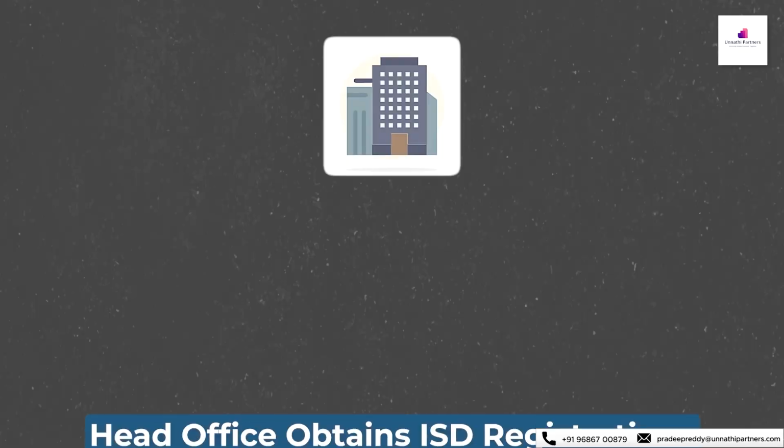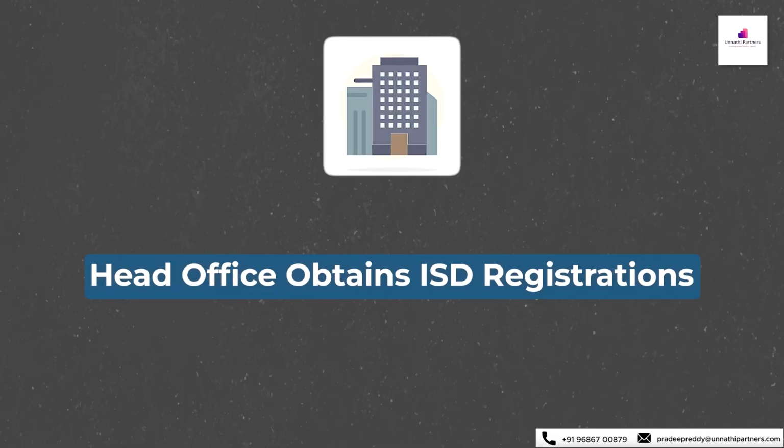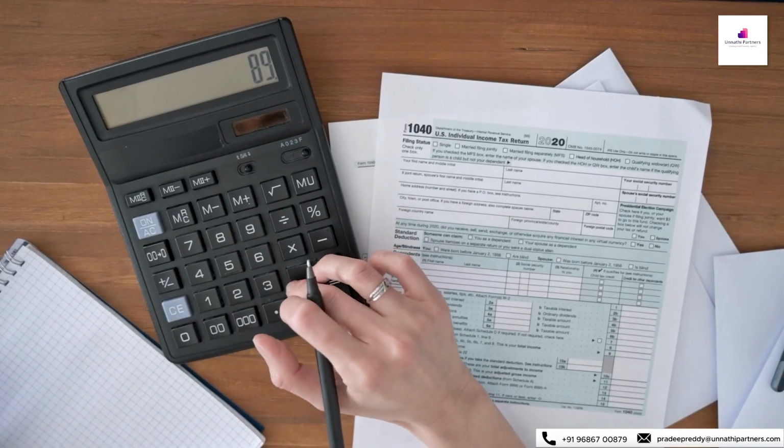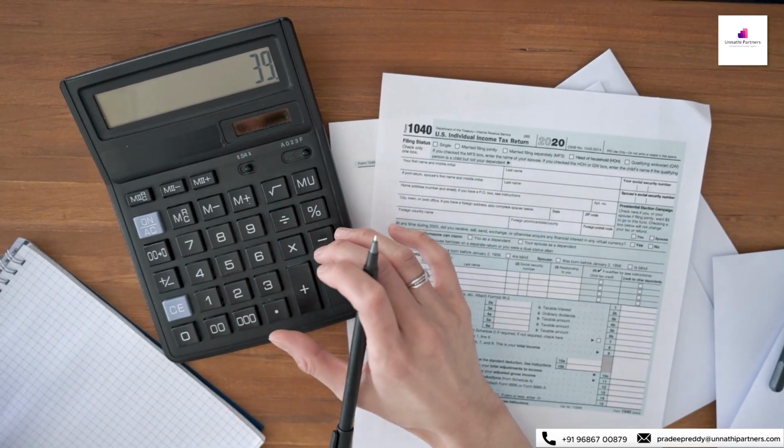Typically, the ISD mechanism involves these 3 steps. 1. The head office obtains ISD registration. Thereafter, the invoices for the common services shall be raised on the ISD registration. Then the ISD distributes such common credit to branches who are beneficiaries to those services, and such distribution happens based on the turnover.